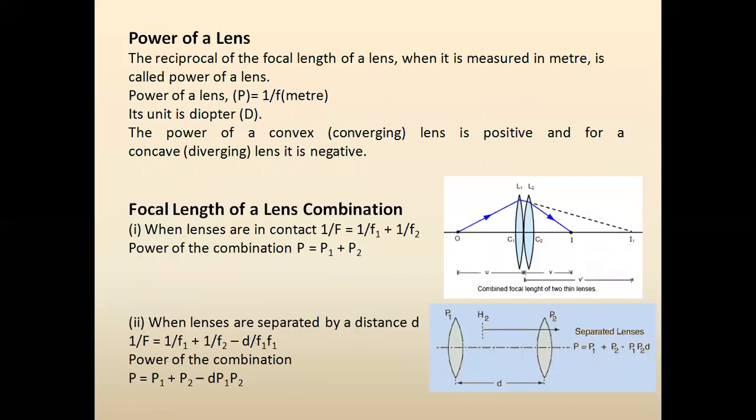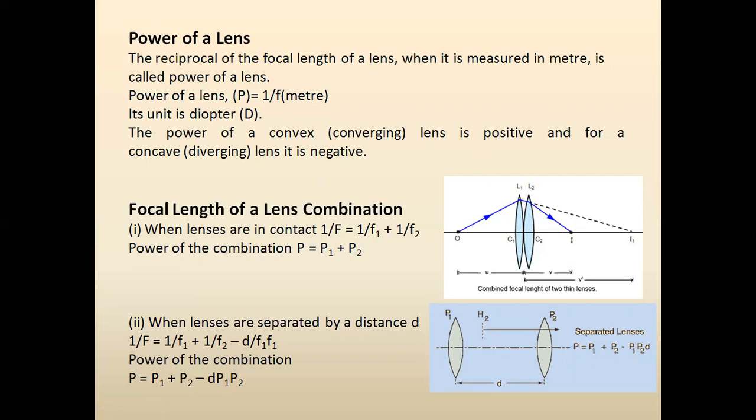Now the point is the power of a lens. What is the power of a lens? The reciprocal of the focal length of a lens when it is measured in meters is called the power of the lens. So the formula of the power of a lens is P = 1/f. f is the focal length measured in meters, and the unit of power is called the diopter. The power of a convex, that means converging, lens is positive, and for a concave lens it is negative.